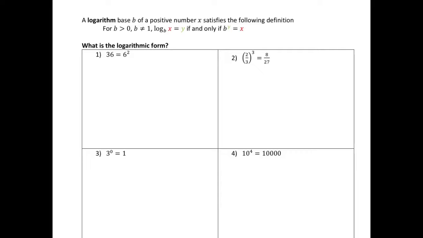Okay? So in this case, I have the logarithm of base 6, right? Because my base on this exponent form is 6, of 36 equals the exponent. Again, logarithm of base 6. Now we're going to put the power, the solution of the power. So 36 equals the exponent, right? So for example, on the second one, I have logarithm of base 2/3. Again, that's the base. The solution right here, 8 over 27 equals 3.